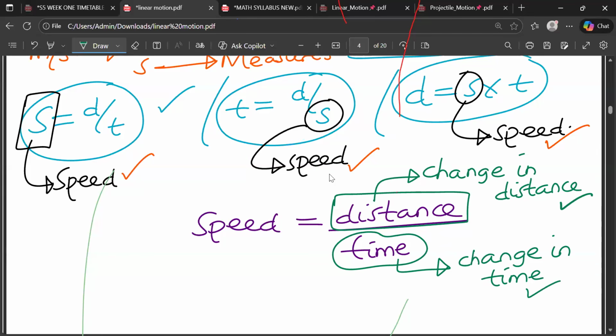So the best definition for speed, the next person that writes on the screen, I'm going to remove you.